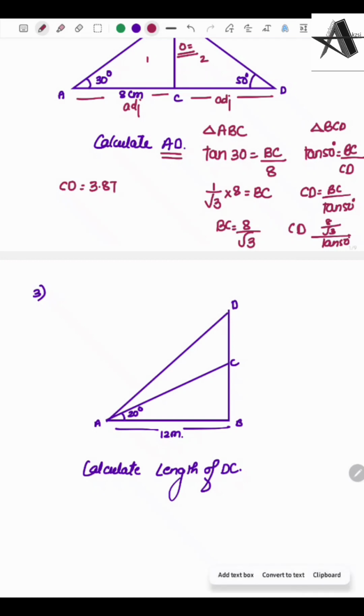If CD is 3.87, AC is 8, what is AD? This whole AD is a combination of AC plus CD. AC is 8, CD is 3.87. So your final answer is 11.87 centimeters. So this is the distance between A and D.